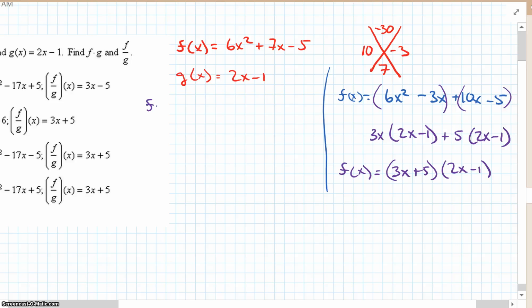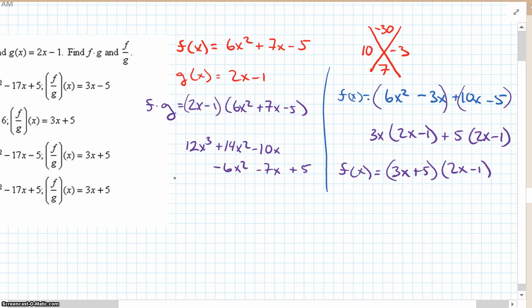So we need f times g. We'll just FOIL it. So we'll say 2x minus 1 times 6x squared. We're going to use the original equation because there's fewer terms. So it's going to be 12x cubed plus 14x squared minus 10x minus 6x squared minus 7x plus 5. So the function of f times g is going to be the sum of all that. So that's going to be 12x cubed plus 8x squared minus 17x plus 5.